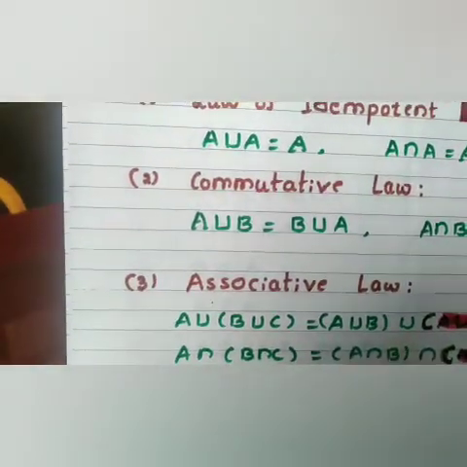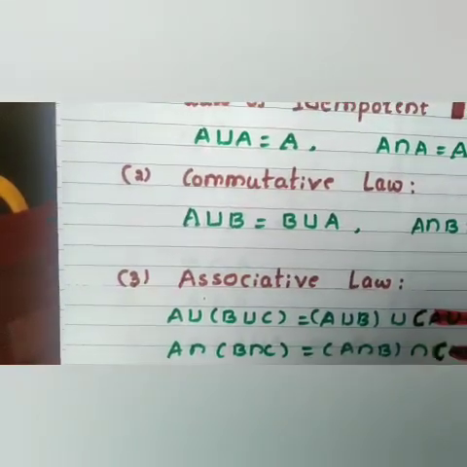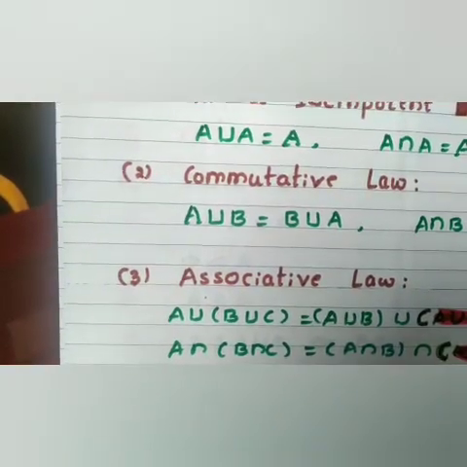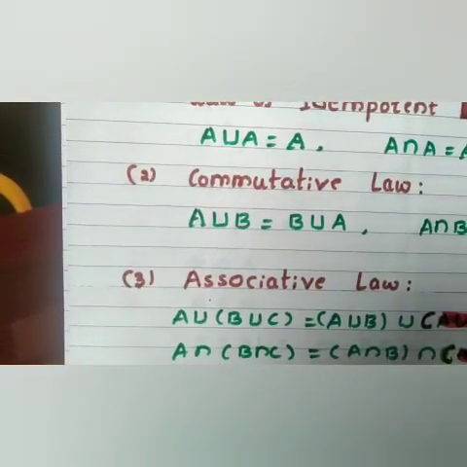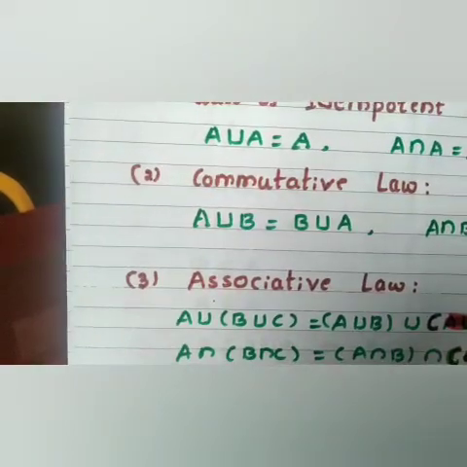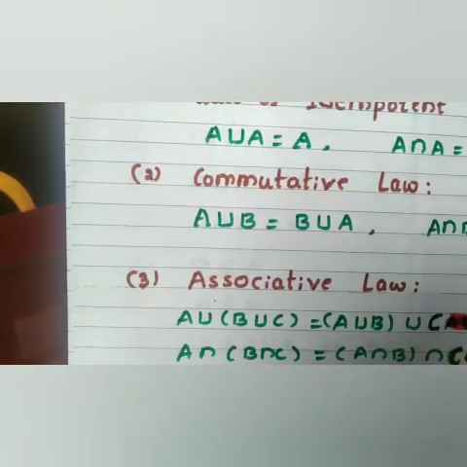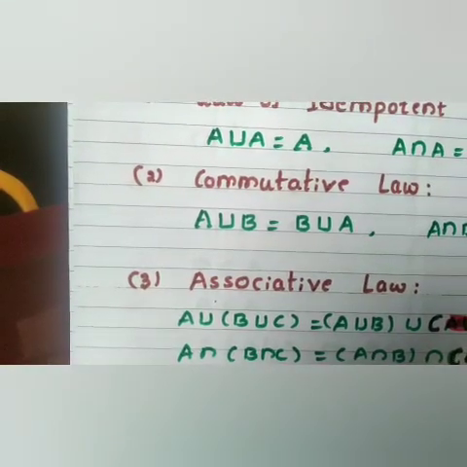The associative law states that, considering three sets A, B, C, just changing the brackets on the LHS and RHS: A union of B union C is equal to A union B, union C. And second, A intersection of B intersection C is equal to A intersection B, intersection C.